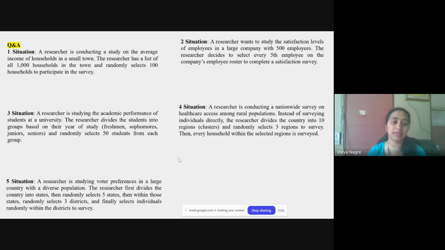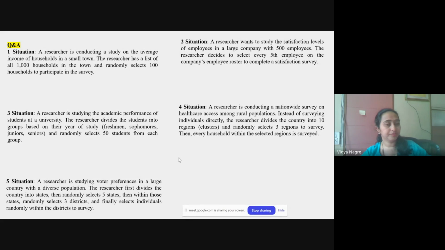Here is the first situation. A researcher is conducting a study on the average income of households in a small town. The researcher has a list of all 1,000 households in the town and randomly selects 100 households to participate in the survey, because studying all 1,000 is not possible due to the time frame, and it is also very exhausting. So which kind of sampling technique should the researcher use? Please answer in the chat box or unmute.